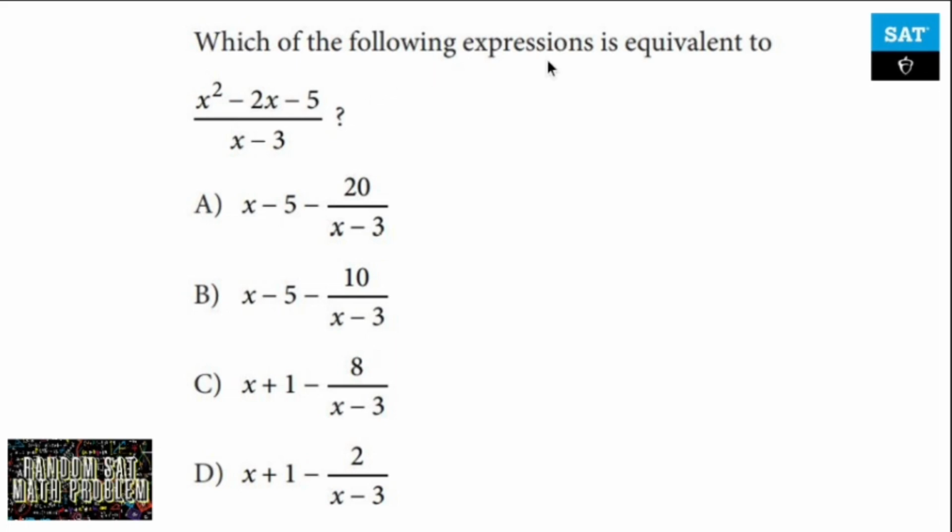Which of the following expressions is equivalent to x squared minus 2x minus 5 over x minus 3? Okay, so normally when I look at a problem like this, I go through thoughts like this. I'm like, oh man, I can't wait for something like this to happen. Well, that's not going to happen. How do I know that's not going to happen? Because look at the answers that I have.